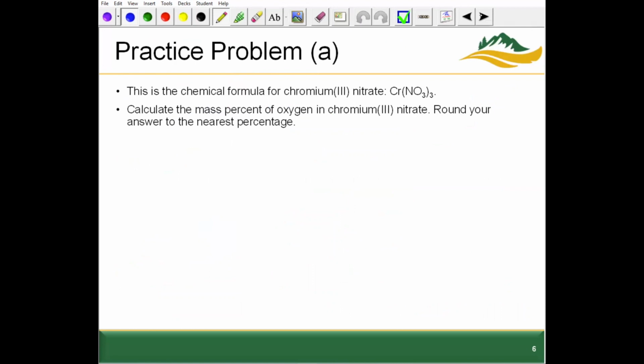So let's use this formula. Let's use this concept of percent composition. Here for this practice problem, we have the chemical formula for chromium(III) nitrate. Remember what those Roman numerals mean. It means that chromium can form 2 different kinds of cations, but here in this compound, it has a 3+ charge, so hence the Roman numeral 3 there in parentheses. Here we're asked to calculate the mass percent of oxygen in this compound, and then we'll round our answer to the nearest percentage.